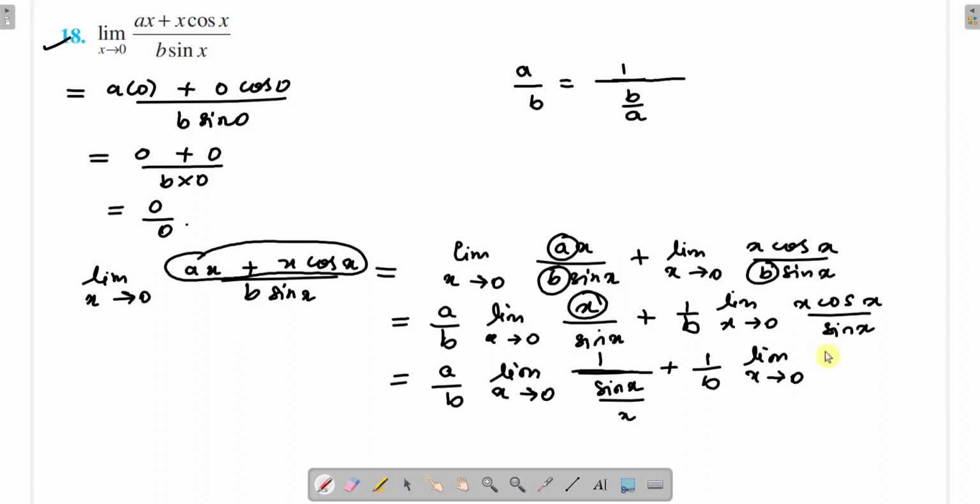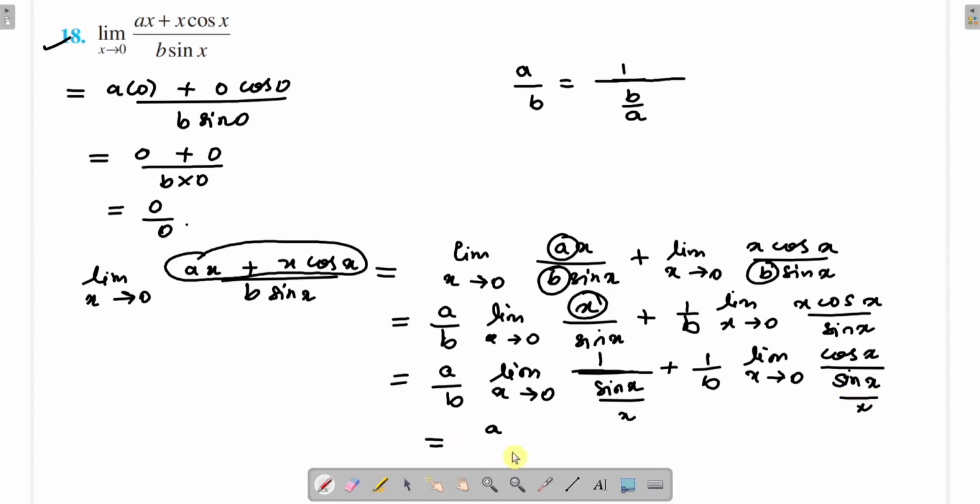Why do we have to do this? To use formulae, okay? Otherwise, what you are getting if you substitute the limit, 0 cos 0 divided by sin of 0, that is 0 divided by 0 you are getting. So to use the formula to get a definite limit, a definite number, you have to do this. So cos x divided by sin x divided by x.